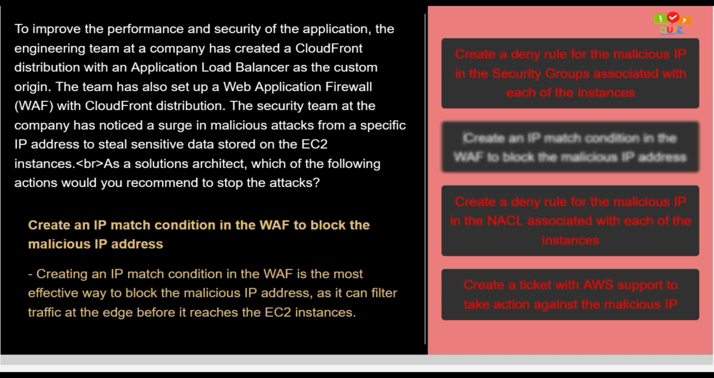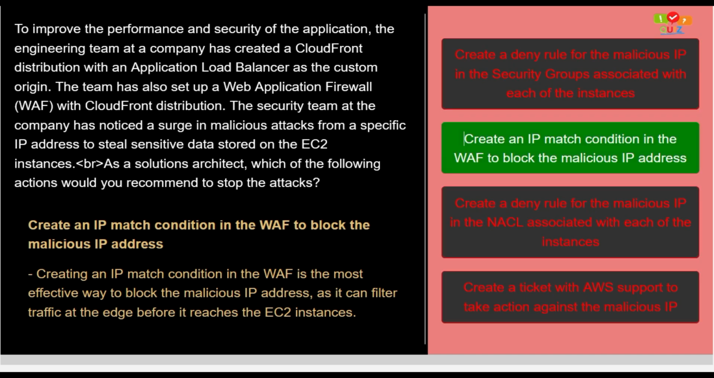So creating an IP match condition in the WAF is the most effective way to block the malicious IP address, as it can filter traffic at the edge before it reaches the EC2 instances. Okay, so this is why, in the end, option number 2 is the correct answer.